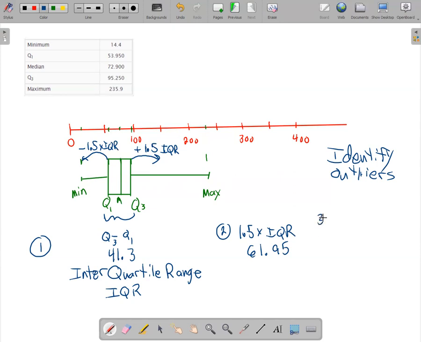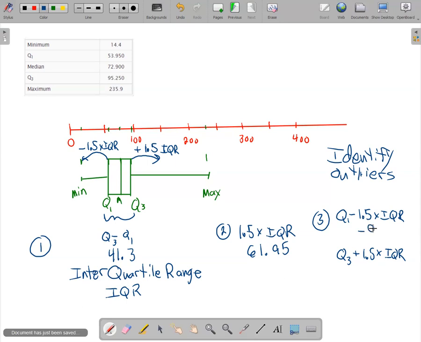So that's my step 3. I want to calculate what is Q1 minus 1.5 times the IQR, and what is Q3 plus 1.5 times the IQR. So I'm going to go over to my calculator and do that. So let's see, my Q1 was 53.95 minus my 61.95, and I get -8.